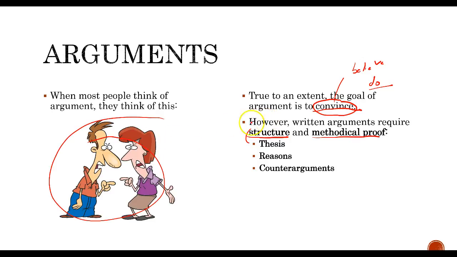So for a written argument, you always want to approach it methodologically and to have a very clear structure. Things that help you to have a clear structure are thesis. You want to make sure you have a good, clear thesis for your argument, so that the reader knows exactly what your thesis is. You want to make sure you have very compelling reasons to believe your thesis. And you also want to address counterarguments that people might have to your argument. That's what we're going to be doing in this lesson, talking a little bit about theses, reasons, and counterarguments, the essentials of a good methodological argument.